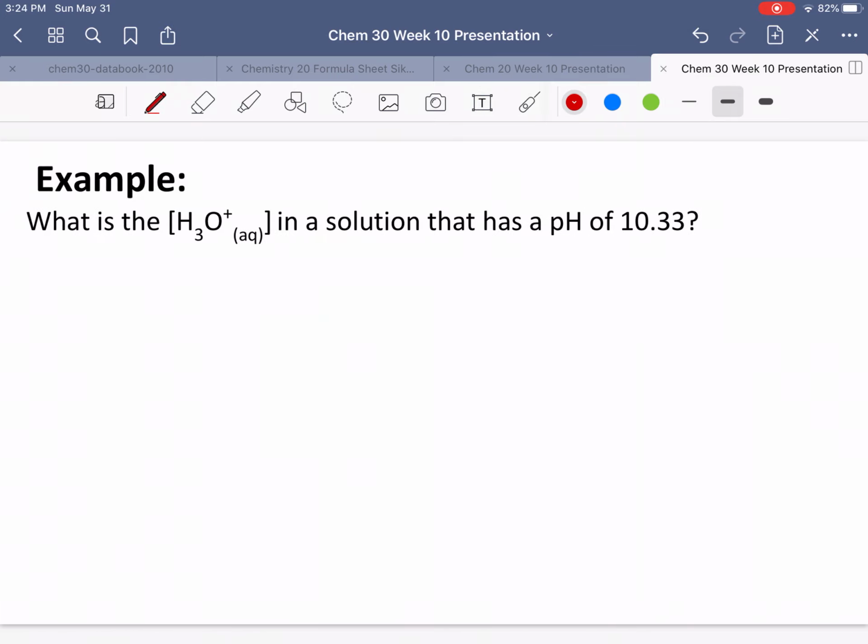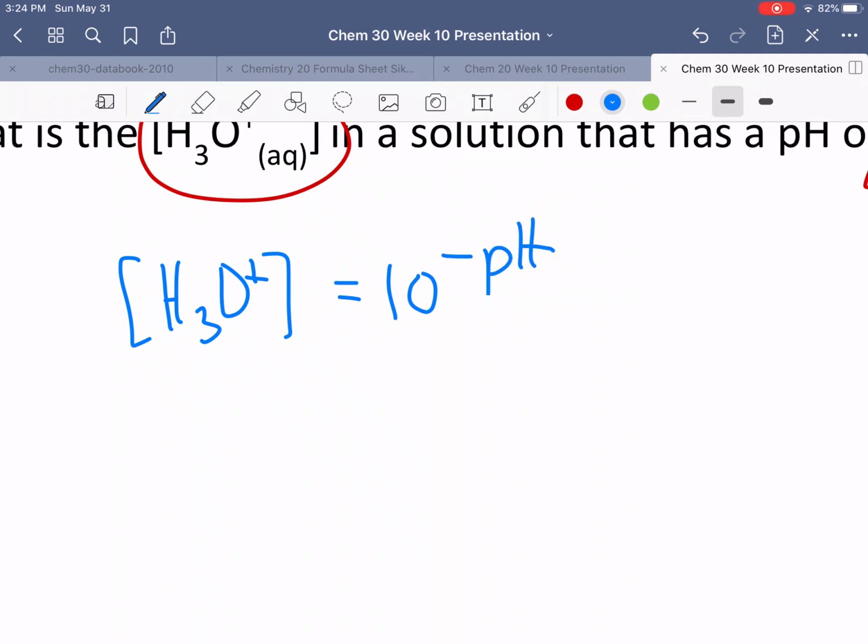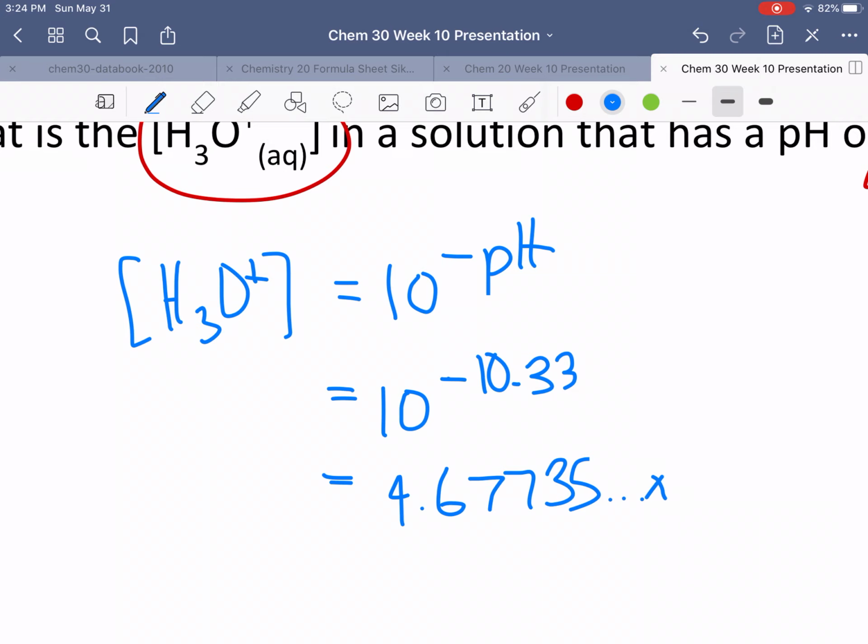All right, let's do this one. What if we do the opposite? And I say, okay, what is the hydronium concentration if I give you the pH of 10.33? So now we have to utilize the other equation that I just reviewed with you. Hydronium concentration is going to be equal to 10 to the exponent of, don't forget the negative, pH. And in this case, that means 10 to the negative 10.33. Do your number crunching. We get 4.67735... times 10 to the negative 11 moles per liter.